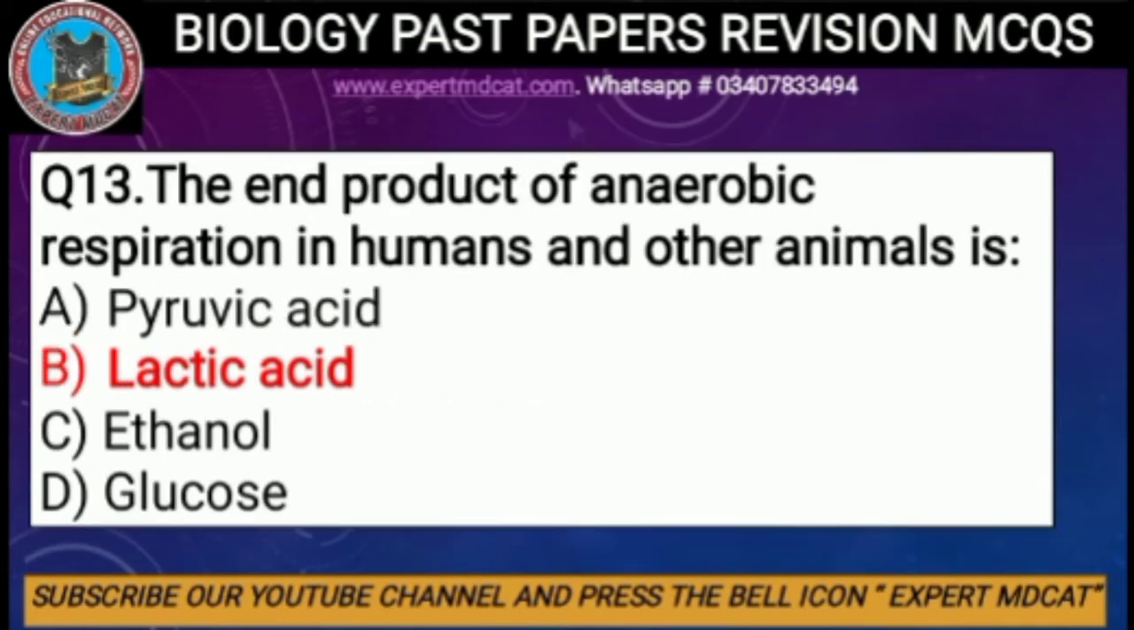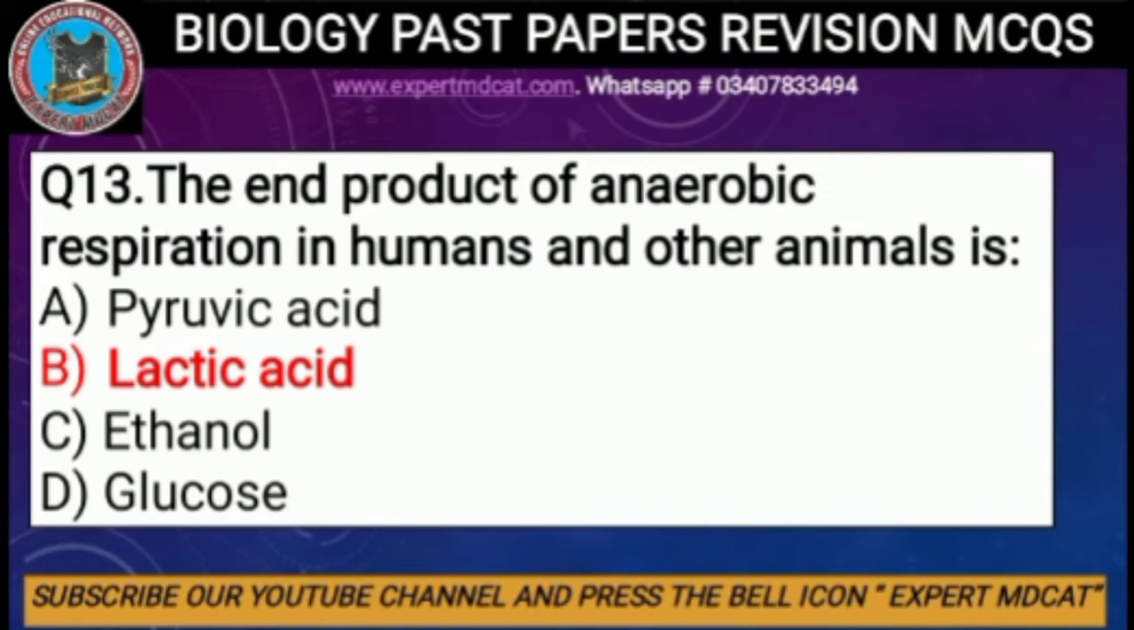Question number 13: the end product of anaerobic respiration in humans and other animals is. Options are pyruvic acid, lactic acid, ethanol, glucose. Here the correct option is B, that is lactic acid, because it is written as C3H6O3.